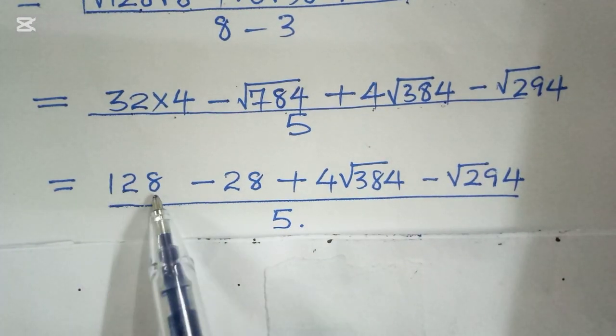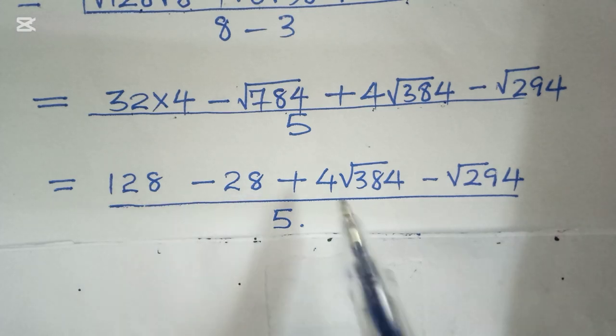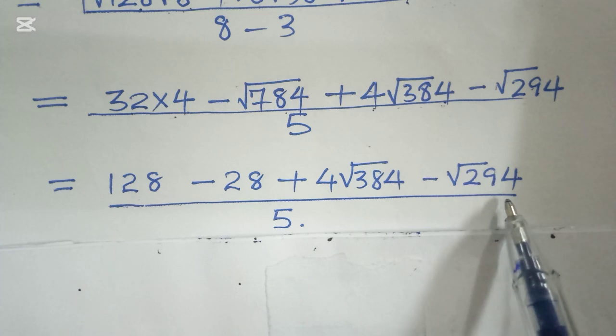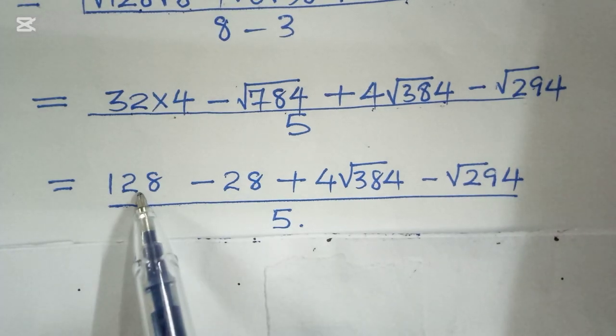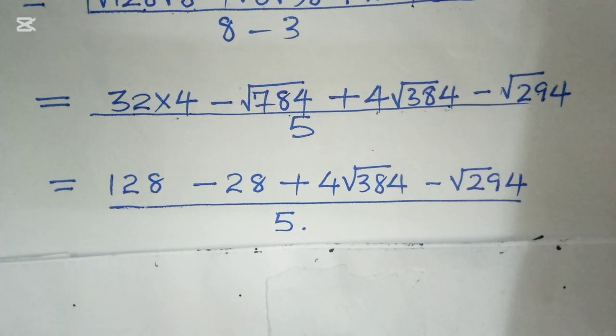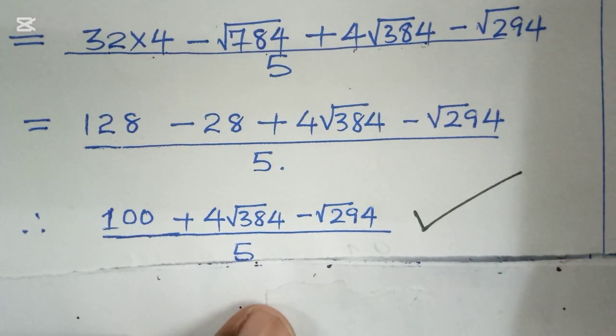So here we have 128 minus 28. Yes, actually we've not yet finished. Plus 4 square root of 384 minus square root of 294 all over 5. Now, we can take away 28 from 128. And this is what we now get as our solution. Here we have our solution.